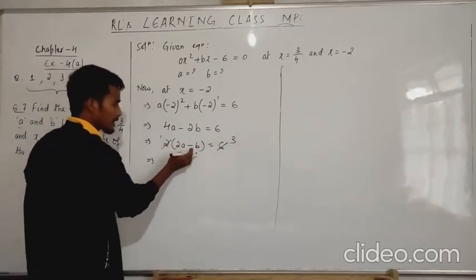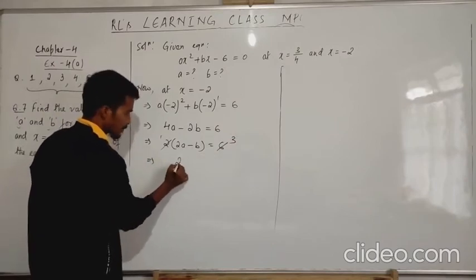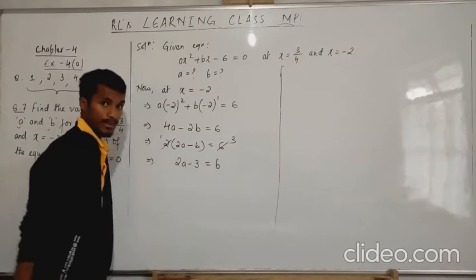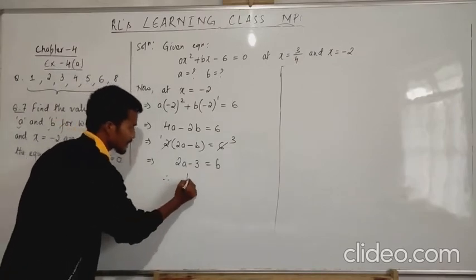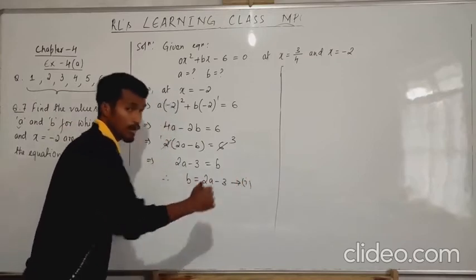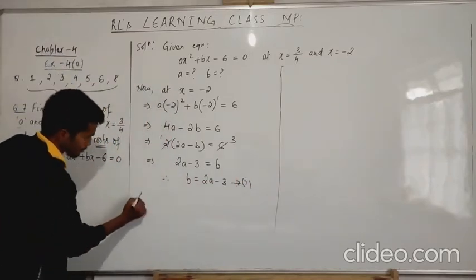Then I can write, I'll take this minus b to this side. Then I got 2a. Now this plus 3, I think this side changes to minus. Then I got b. Then I can interchange this: b is equal to 2a minus 3. Then put this as equation 1.